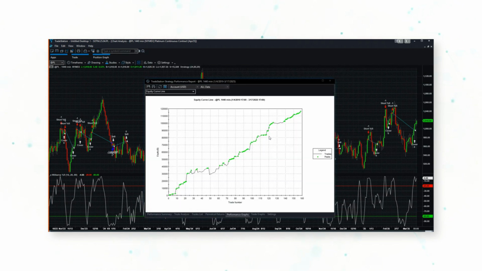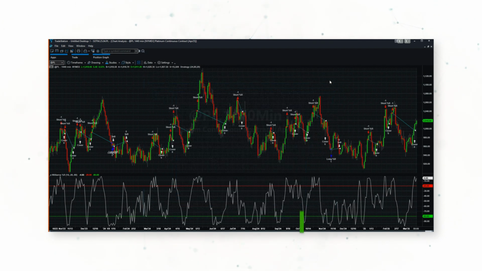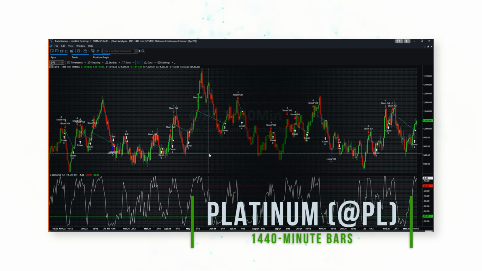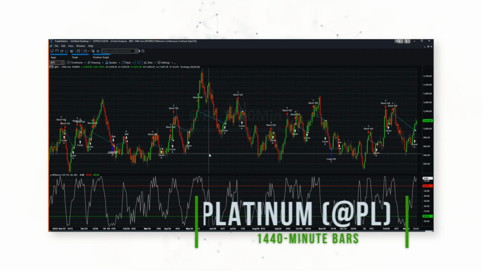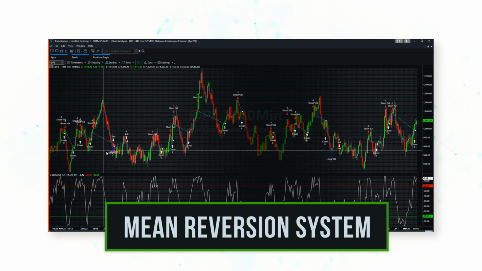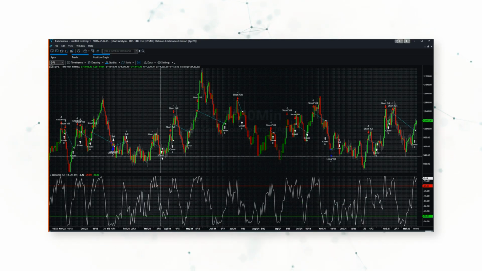So how does this platinum strategy trade? Let's look at a platinum price chart with this trading system activated. From this price chart, we can see that this is a mean reversion trading system. This system buys platinum at low levels and sells short at higher levels.